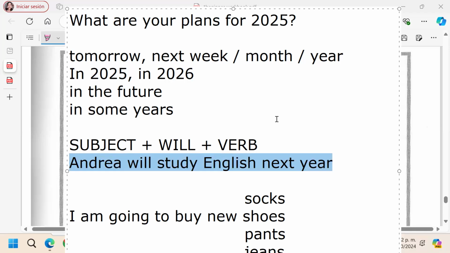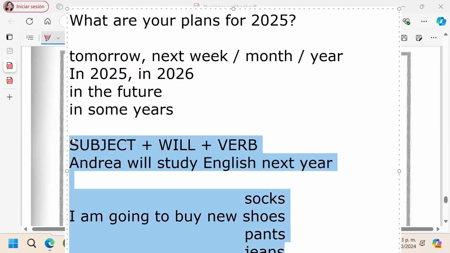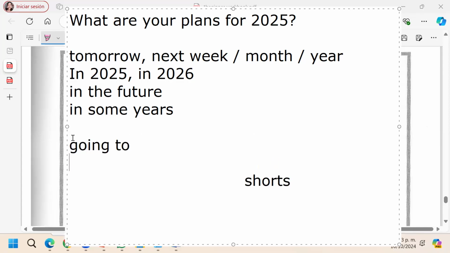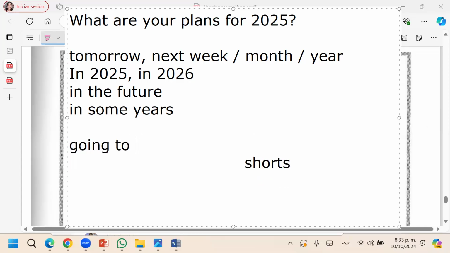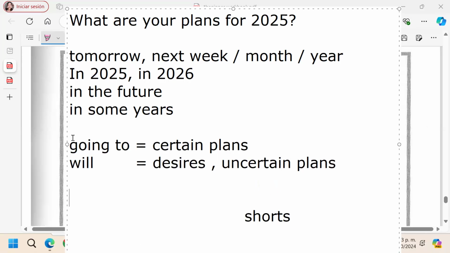También les decía que ambos son para futuro, will or going to. But the difference is that going to is for certain plans, and will is more for desires or uncertain plans. Ustedes dirán, ¿y qué significa eso? Bueno, going to es para planes más seguros, que ya estamos seguros de que van a suceder.